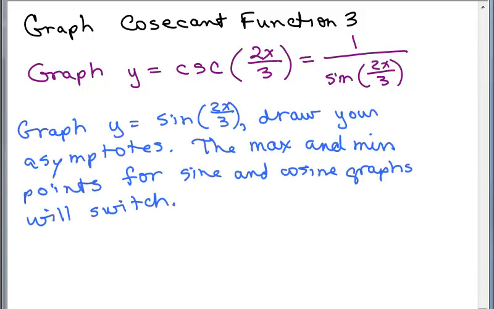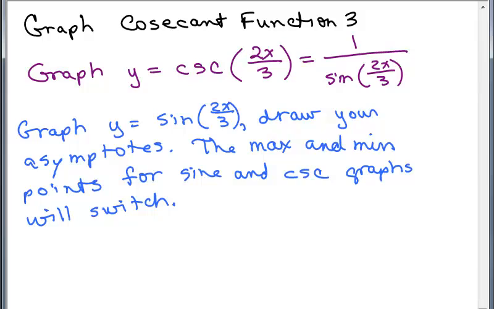We're going to graph y equals the sine of 2x over 3, draw our asymptotes, and then notice the max and min points for the sine graphs, and use those for the cosecant graphs. Now this is just one method. You of course could just plot a bunch of ordered pairs to get a real good picture. But it's easier to get your vertical asymptotes this way and your key points.